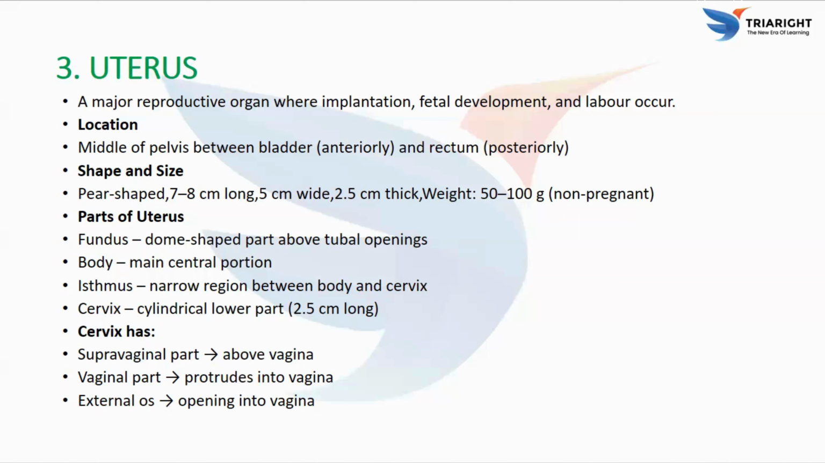So the cervix has three parts again. Supravaginal part, which is the part above the vagina, vaginal part, which projects into the vagina, and external os, the opening of the cervix into the vagina. It looks like a small circular hole in women who haven't delivered. It becomes slit-like after childbirth. The cervix produces mucus that changes during the menstrual cycle. Thick mucus prevents the sperm entry. Thin mucus allows the sperm to pass during ovulation.